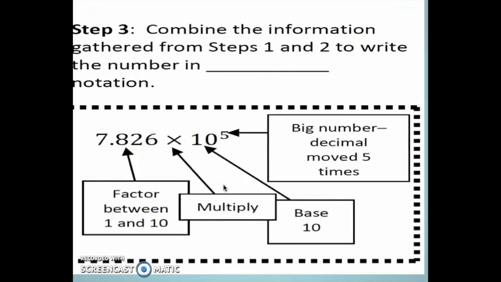The last step is combine the information we gathered from steps 1 and 2 to write the number in scientific notation. So here's our number all written in scientific notation. We have a factor. It's between 1 and 10. Always going to be followed by a multiplication sign. Our power and our base would always be 10.